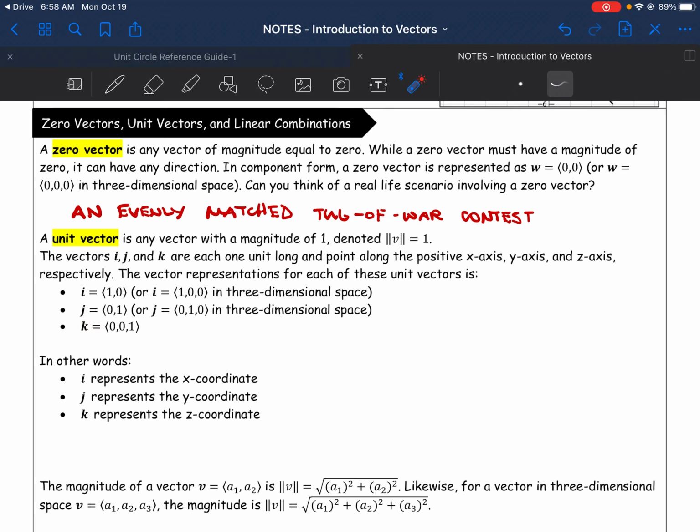And k, so in the case that there are 3 dimensions, you would have a k value, and k would be the unit vector for the k direction, would be 1. So 0 in the x direction, 0 in the y direction, 1 in the z direction. Okay, so essentially i represents the x coordinate, j represents the y coordinate, and k represents the z coordinate. And again, these are unit vectors for the individual x, y, and z coordinates.